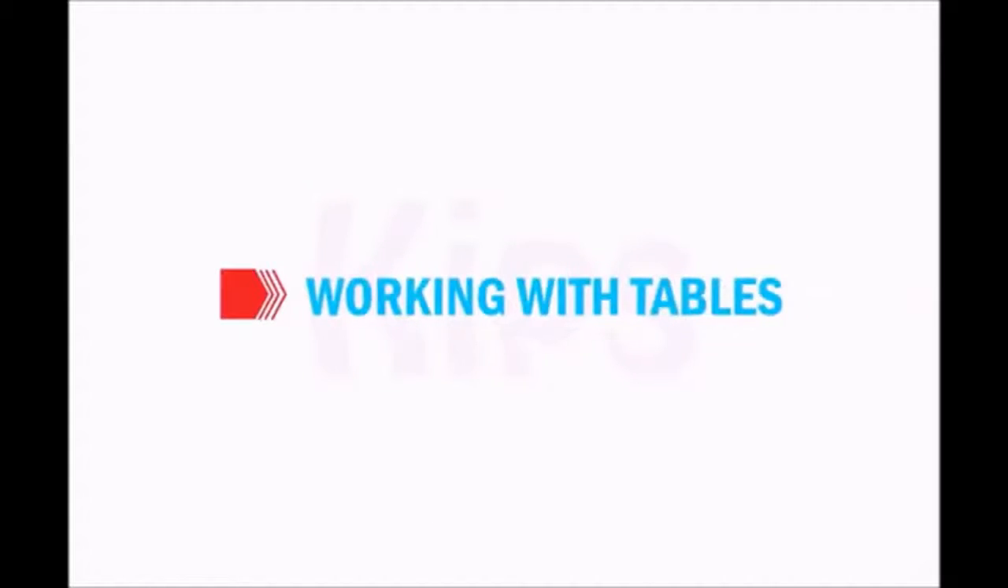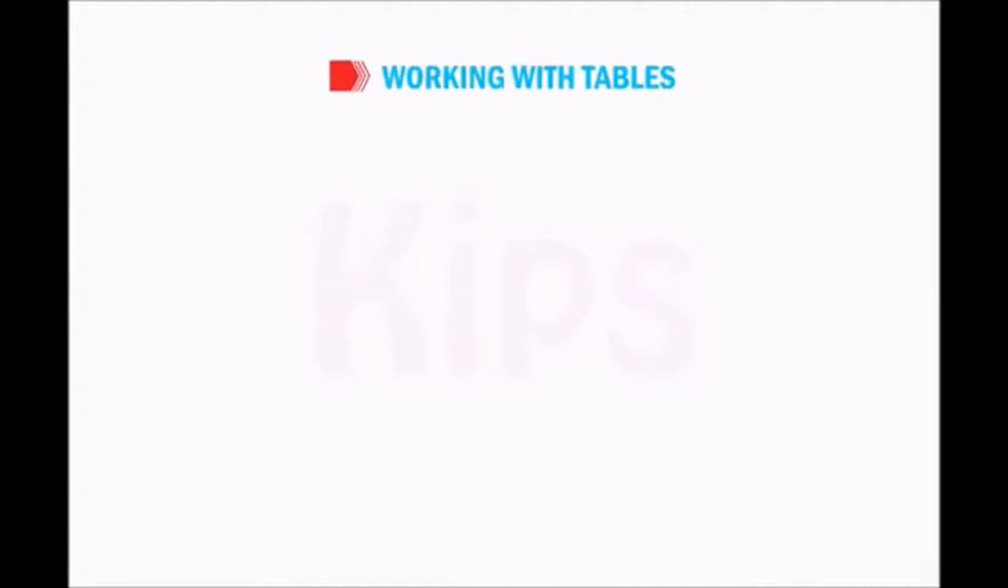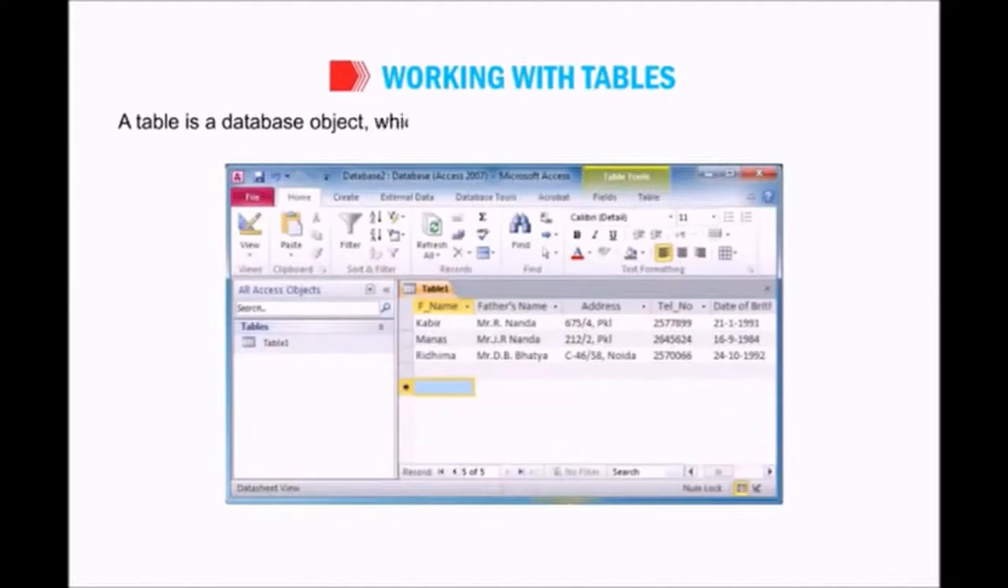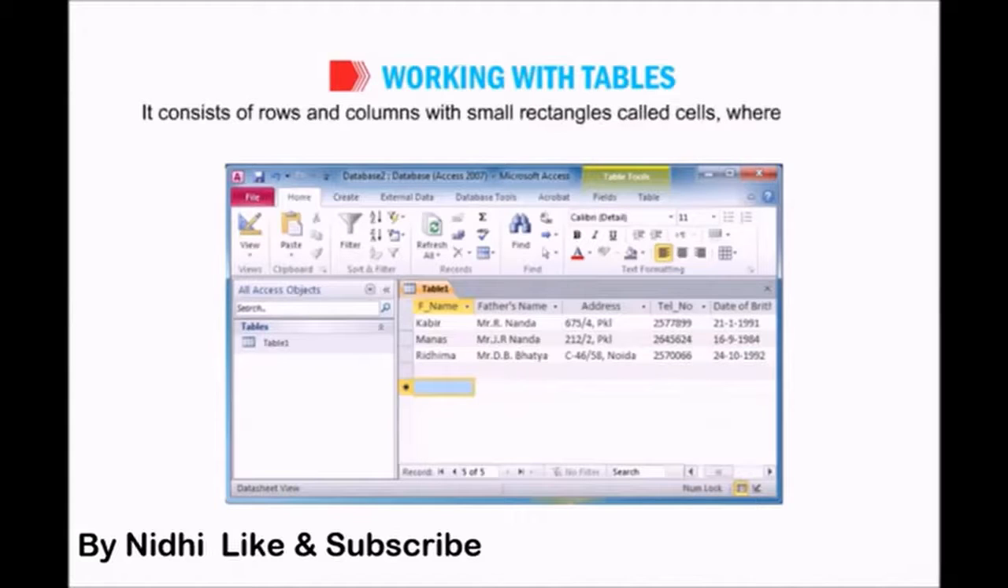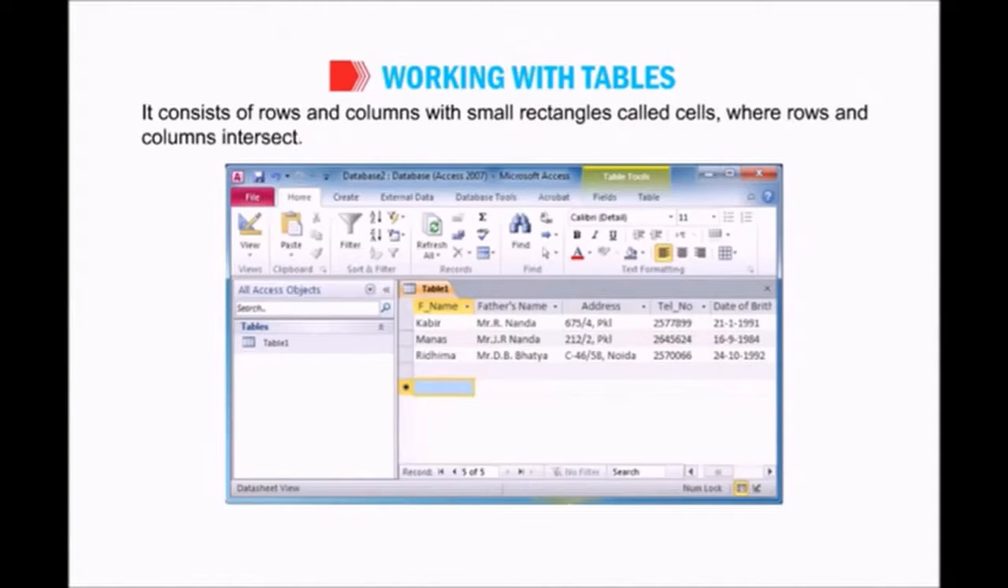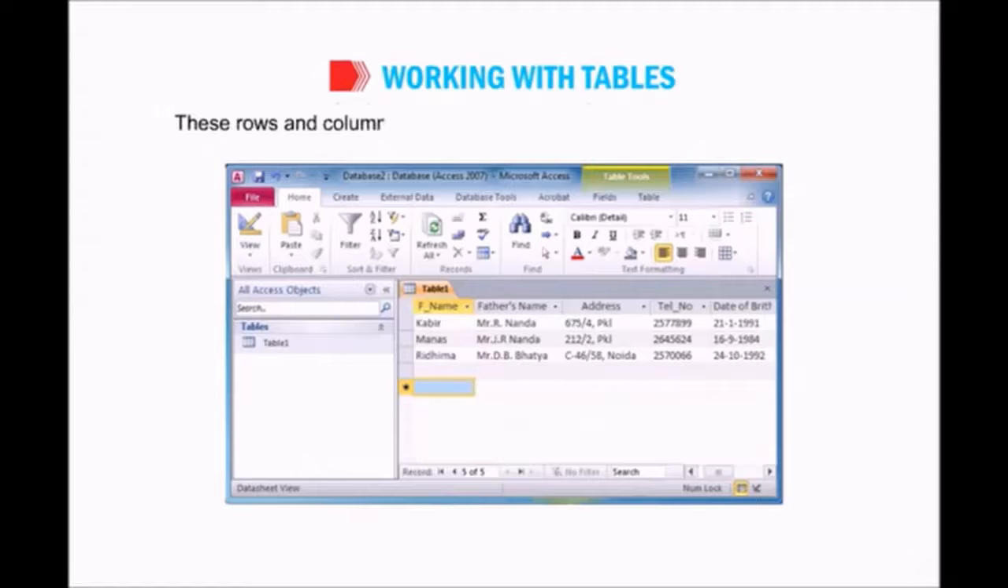Students, let's learn working with tables. A table is a database object which is used to store information in an organized manner. It consists of rows and columns with small rectangles called cells, where rows and columns intersect. These rows and columns are referred to as records and fields respectively. Each cell of data in a table is a part of both a field and a record.